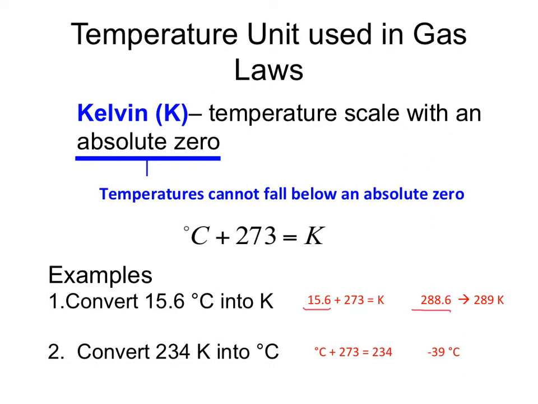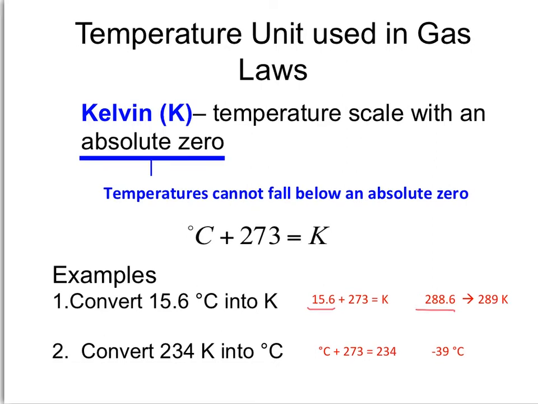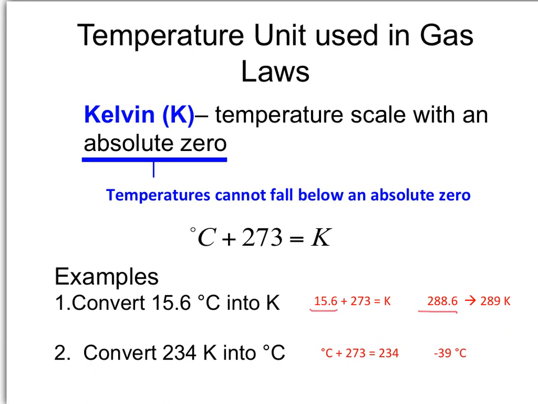Your answer does have to have proper sig figs. Remember, in addition and subtraction, our answer cannot be more precise than the least precise value in our problem. Since there are no digits to the right of the decimal point, right here, our answer will not have any digits to the right of the decimal point as well, and so really the answer is 289 Kelvin.